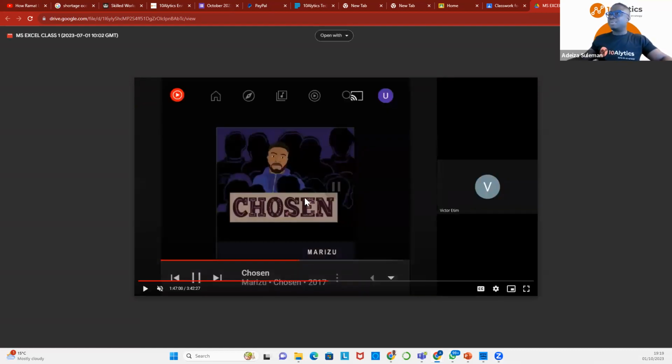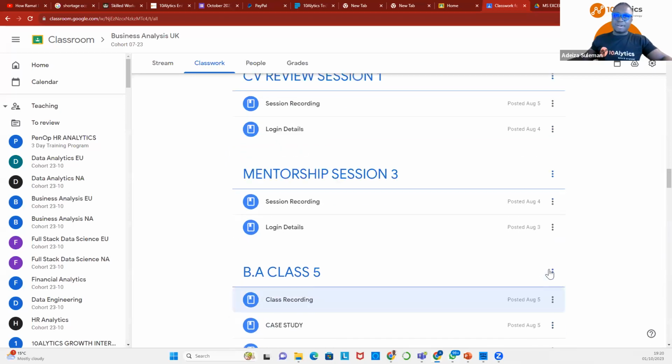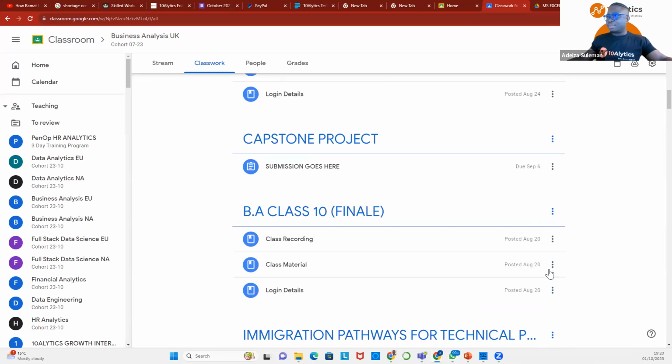Fantastic blended learning approach to help you learn in an optimal learning environment. So this is what the platform looks like. They are currently doing their capstone projects.